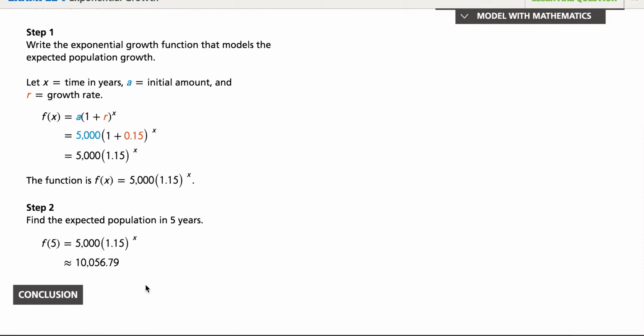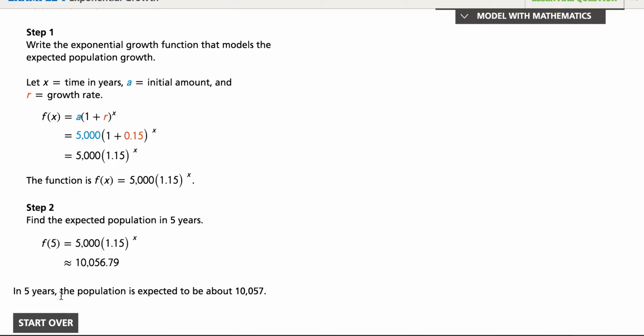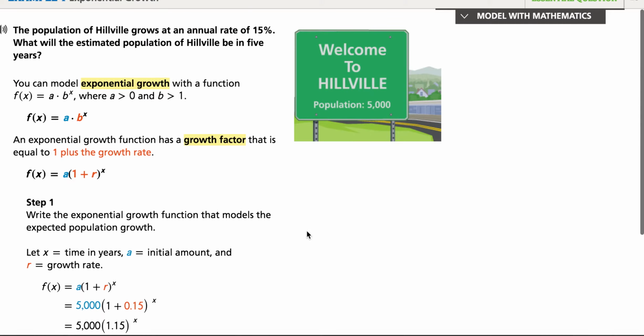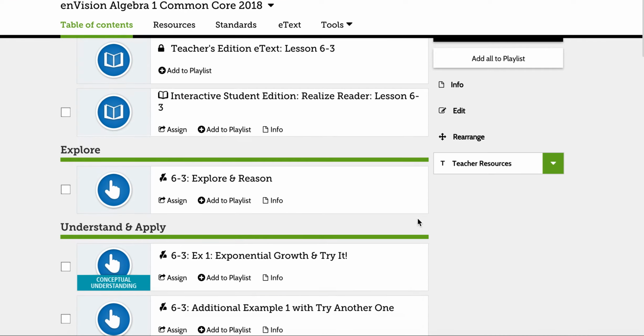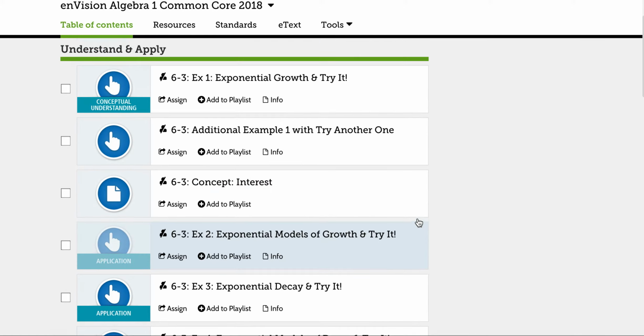So let's plug it in the calculator. f of 5 is equal to 5,000 times 1.15 to the power of 5, because we're going to figure out the population in 5 years. So this is approximately 10,056.79. In conclusion, in 5 years, the population is expected to be about 10,057 people. Let's go and try another one.